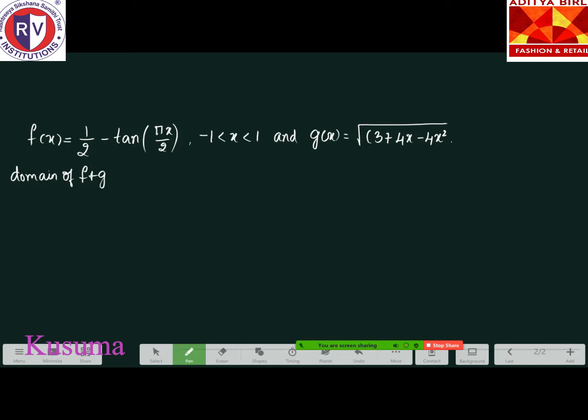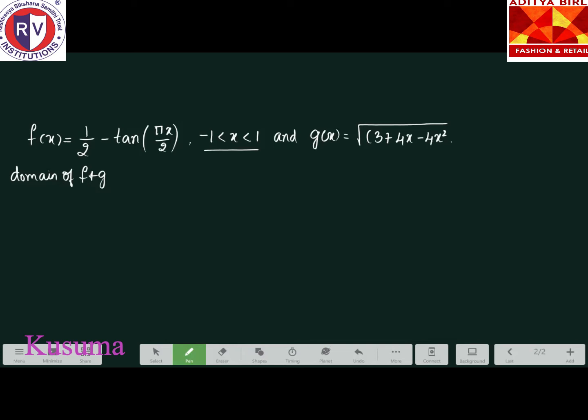Okay. To find out the domain of f plus g, we have to find the intervals of both f and g, and then we have to look for the common region. That will be the domain of f plus g. Here the domain of f is already given, that is minus 1 less than x less than 1. That is, x lies between minus 1 and 1 for f of x. But the domain of g of x is not given here, so let us find out what it is.